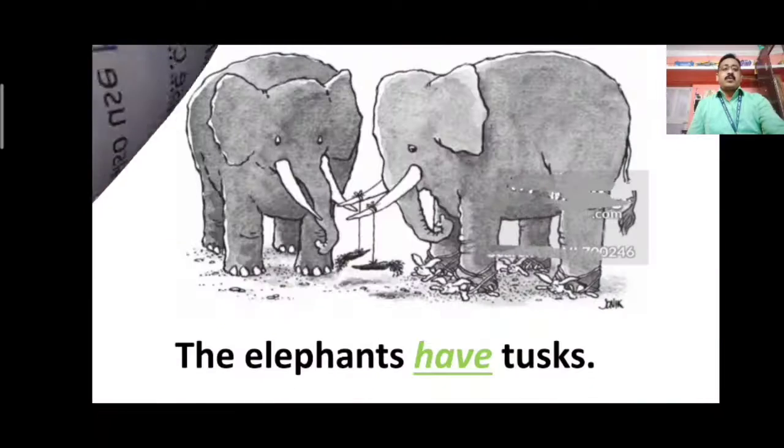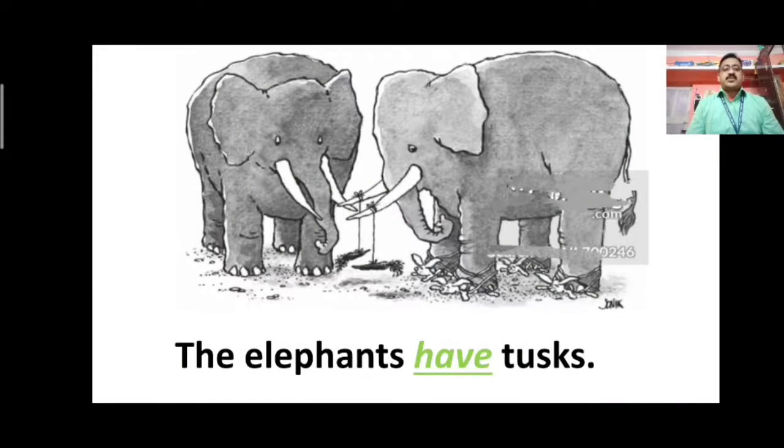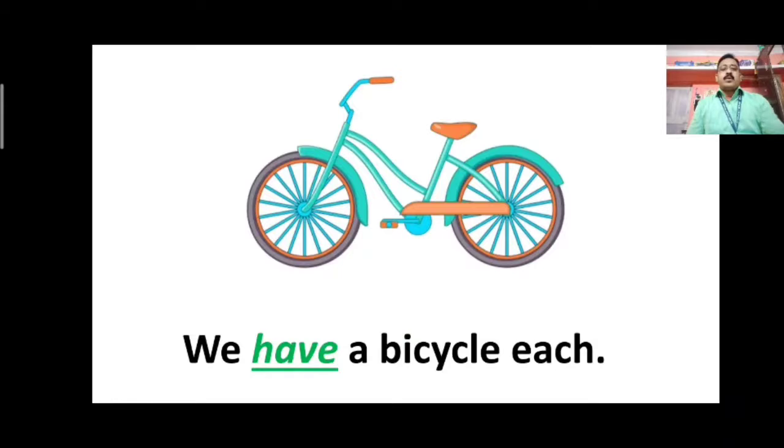Next, move on. Here are the pictures of those examples. The elephants have tusks, plural noun. Here, plural pronoun: We have a bicycle each. We is a plural pronoun.